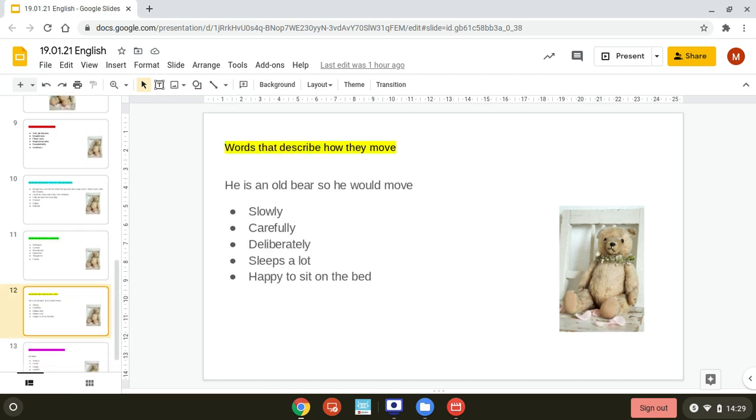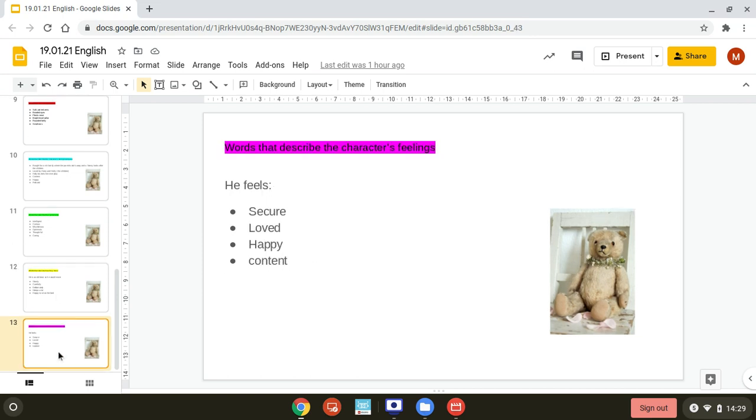I believe that he's an old bear. Now, this is really important because old people and young people move very differently. So because he's old, he'll move slowly and carefully and deliberately. He'll probably sleep a lot and happy to just sit on the bed where Holly usually is. He won't be speedy and running around. That's a different kind of character, but that may be the character that you develop.